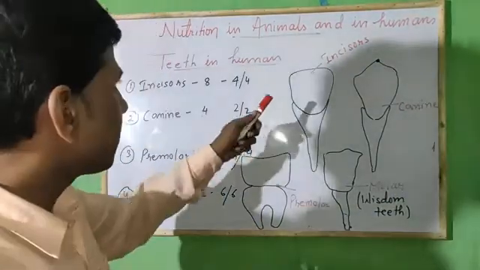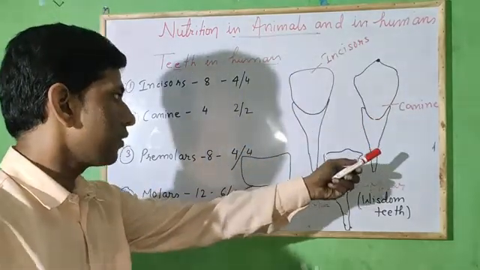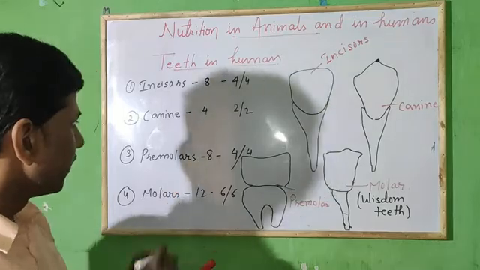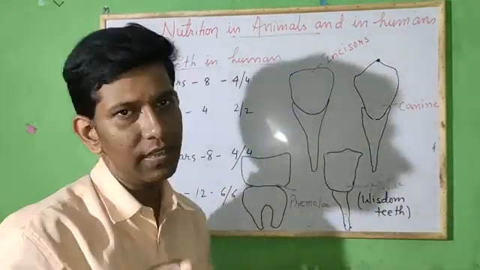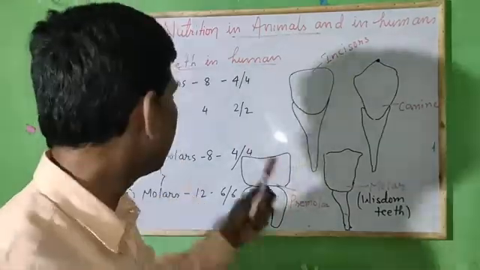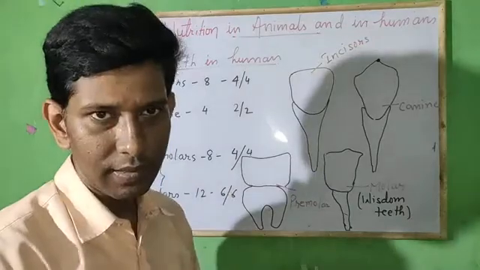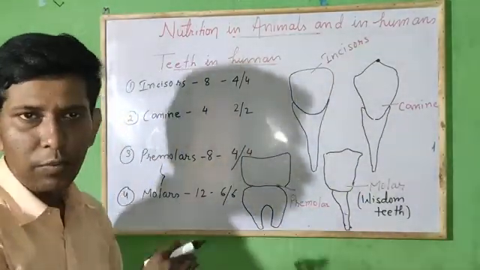Clear? So we have seen that we have four different types of teeth: incisor, canine, premolar and molar. Premolar and molar are responsible for crushing and grinding of food particles. The first one is for cutting and biting, and this one is for tearing. So you have seen the four different types of teeth, and they are very important for our mouth.